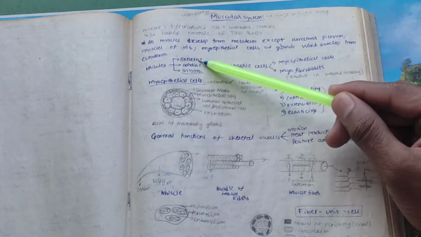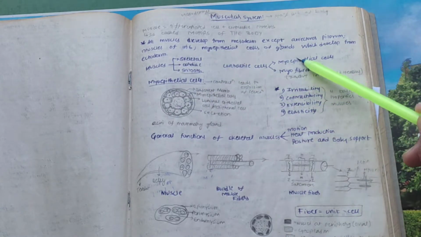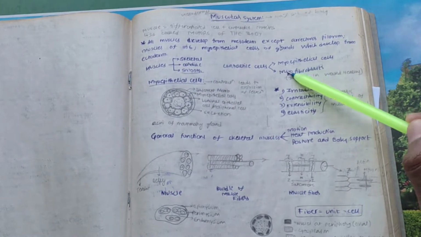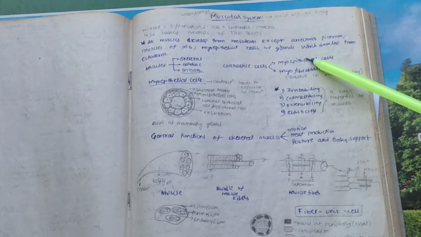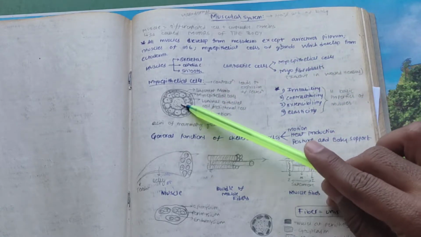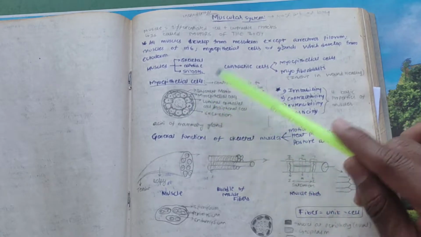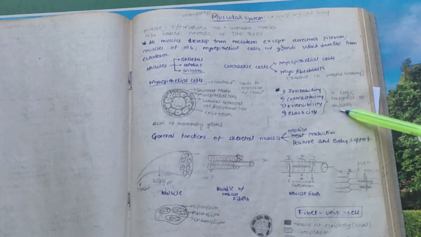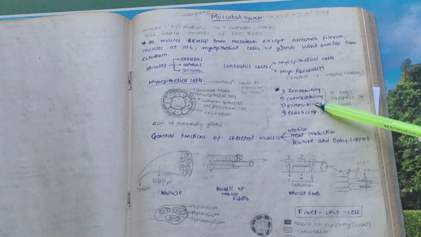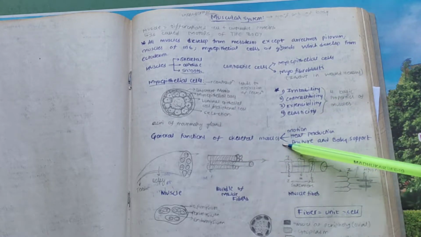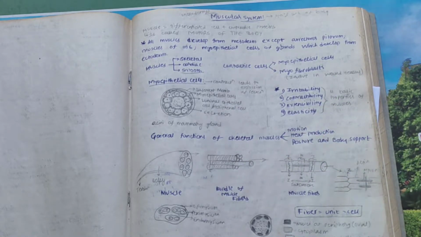Now muscles are of three types, as you know: skeletal, cardiac, smooth, and contractile cells are of two types: myoepithelial cells and myofibroblasts. Myofibroblasts are involved in wound healing, and myoepithelial cells are present between the basement membrane and the inner luminal epithelial cells. You can refer to this diagram. The four basic properties of muscles are irritability, contractility, extensibility, and elasticity. The general functions of skeletal muscle are motion, heat production, and posture and body support.